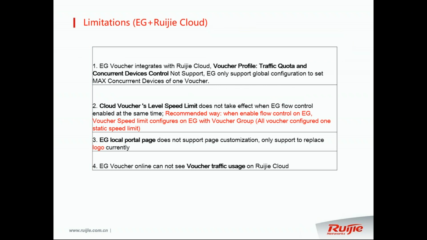And then this is the third part. Now we have some limitations. The first limitation is that the EG virtual integrated with Ruijie cloud doesn't have the traffic quota and concurrent device control. The concurrent device control, we don't have this one.